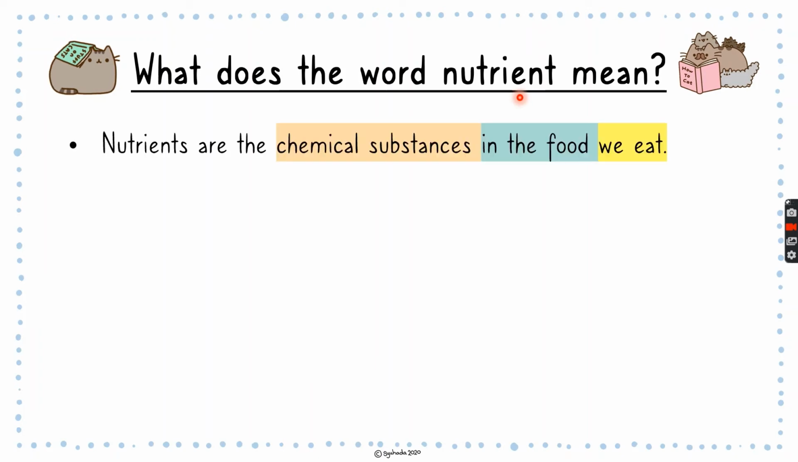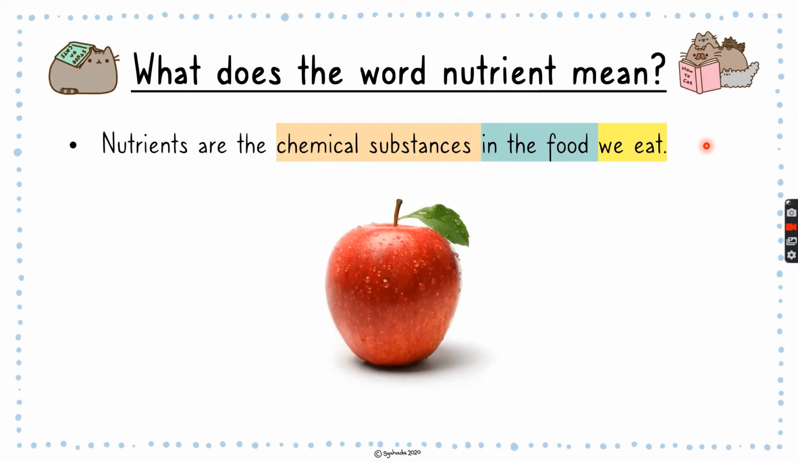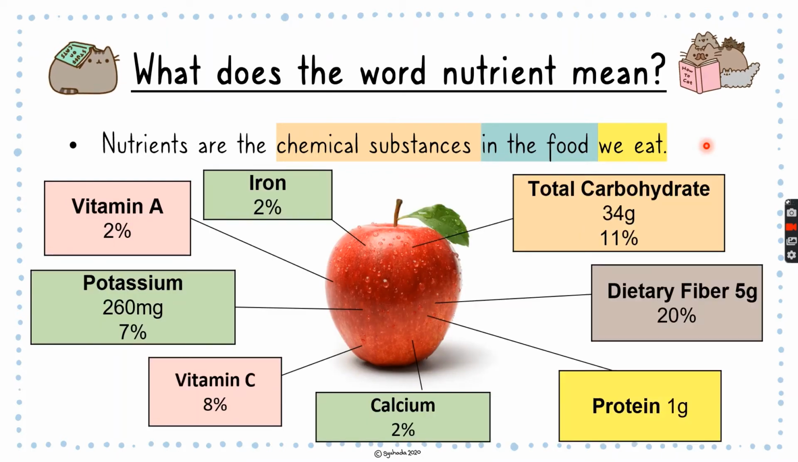What does the word nutrient mean? Nutrients are the chemical substances that you can find in the food that you eat. So for example, we have an apple, but it contains all of these things. So it doesn't just contain vitamins and minerals, but it also contains a lot of carbohydrate, and the most, which is 20%. Dietary fiber, that's your roughage. And actually your apple contains a bit of protein as well, around 1 gram. So the nutrients that can be found in the apple are minerals, vitamins, carbs, fiber, and even protein.